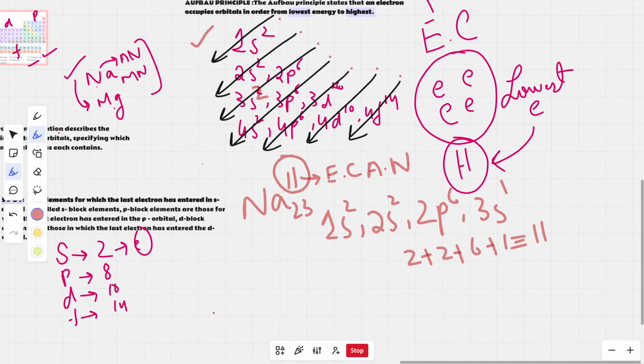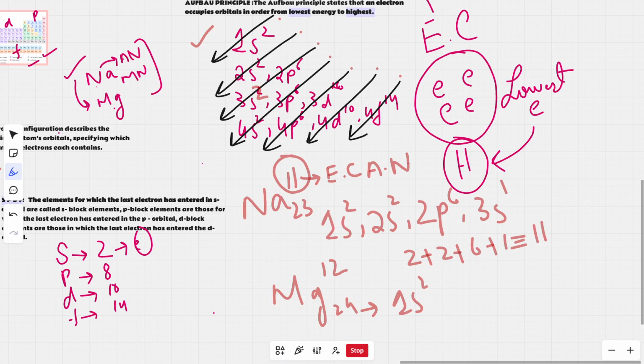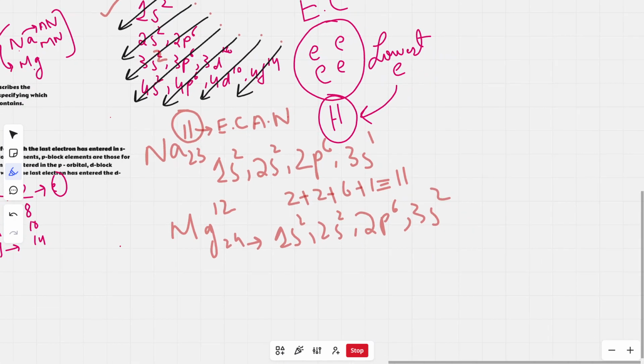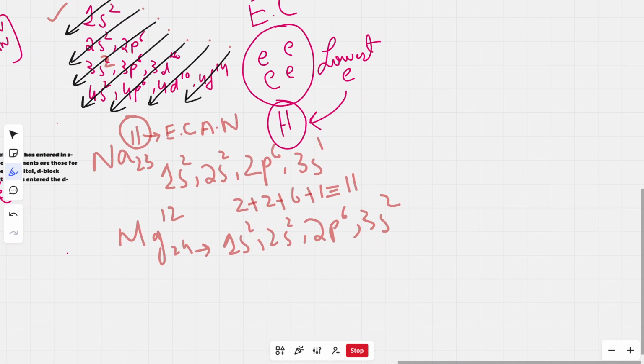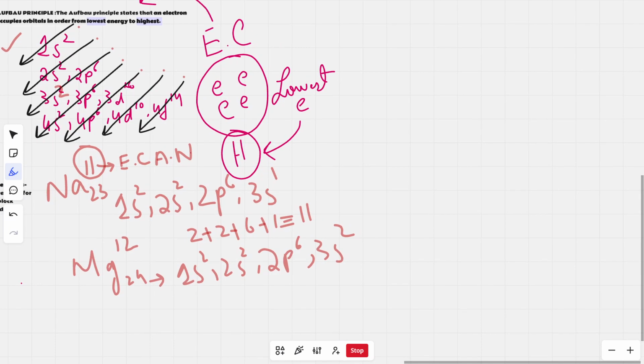Now let's see, एक और कर लेते हैं हम and then we'll be good to go. We can take magnesium. Magnesium is 12 and 24. So it is simple, 1s2, 2s2, 2p6, 3s2. That's how we do the electronic configuration. इसी क्वेश्चन को अगर हम प्रोलॉन्ग करके कहें कि हम इसके शेल्स बनाएं, तो इनके शेल्स कैसे बनते हैं? इनके शेल्स उसी तरीके से बनेंगे जिस तरीके से इलेक्ट्रॉनिक कन्फिगरेशन की जाती है.